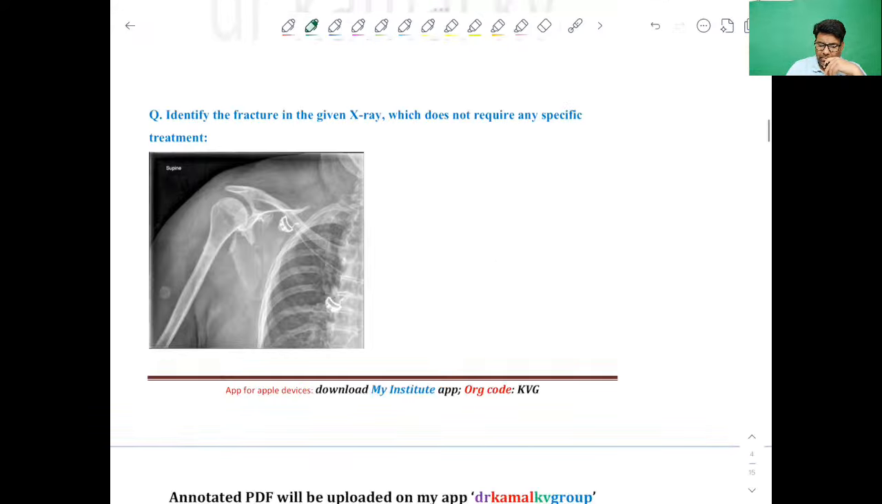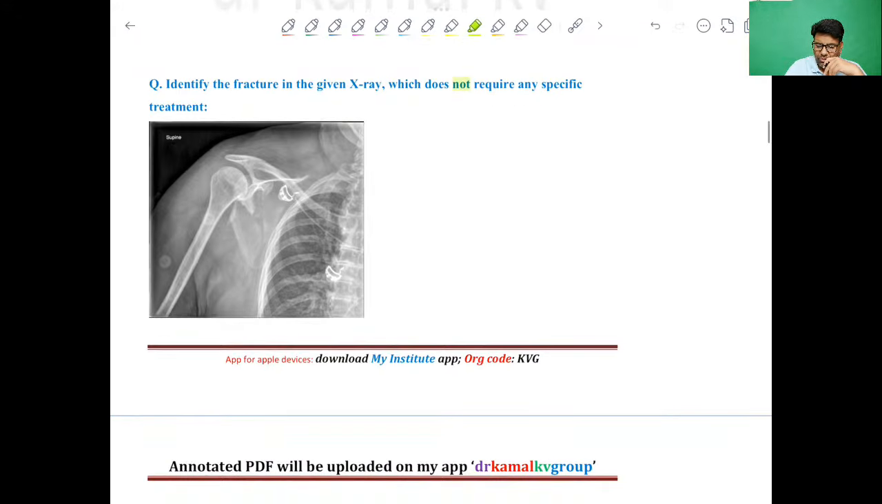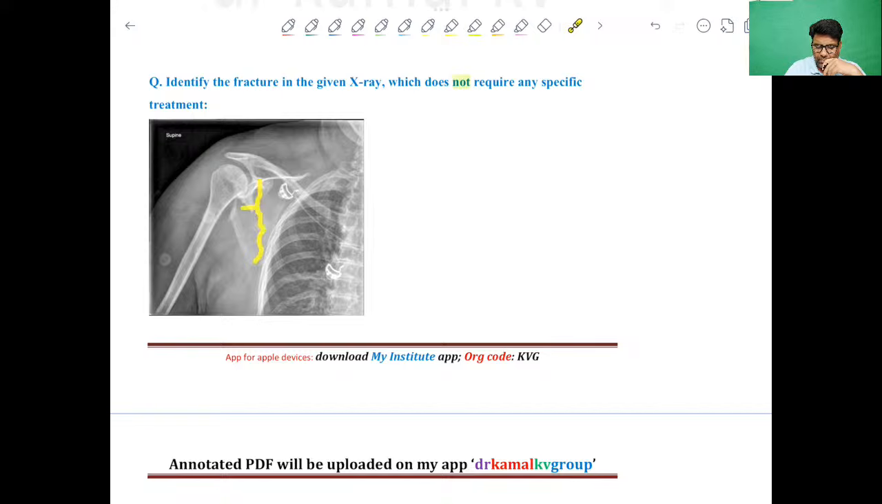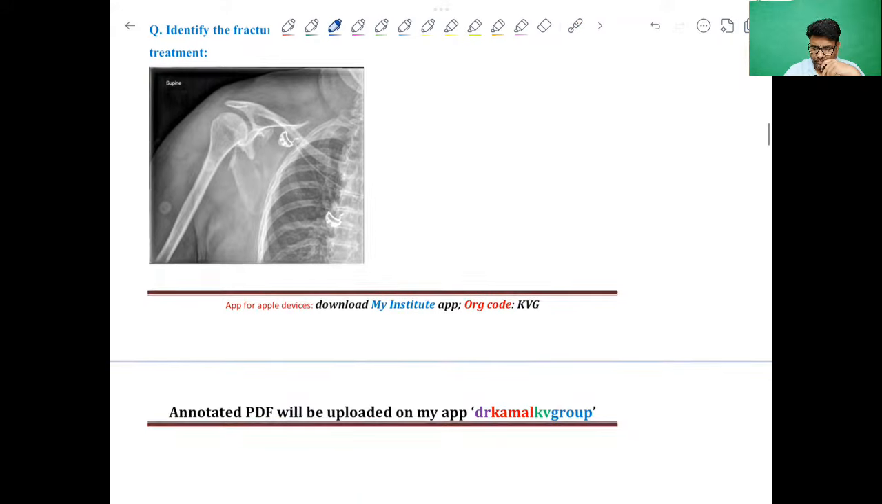Then next question, a fracture is shown in the X-ray image, and it is specifically mentioned that this kind of fracture does not require any specific treatment. So here we can see there is a fracture through the scapula, and since the scapula is surrounded by muscles all around, any operative intervention is usually not needed. Just a cuff and collar sling for 2 to 3 weeks is sufficient. So we don't bother too much about managing fractures of the scapula.